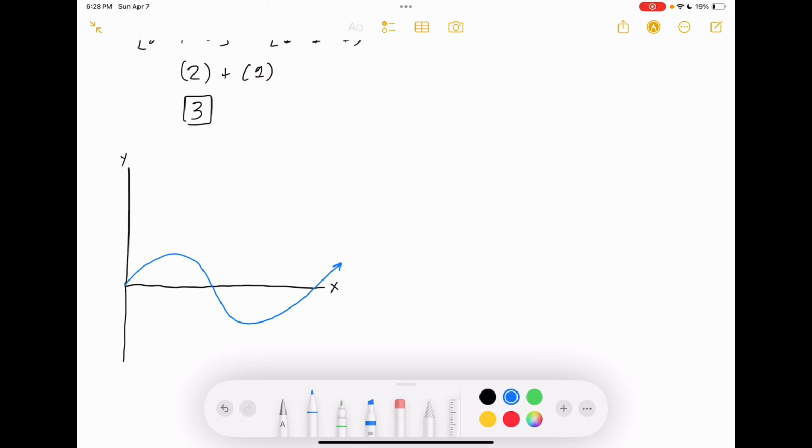And we're gonna mark these out. That's 0, obviously. We're gonna have this one be, what is that, pi over 2? Yeah, pi over 2. This is pi, 2 pi, 3 pi over 2. Lovely.